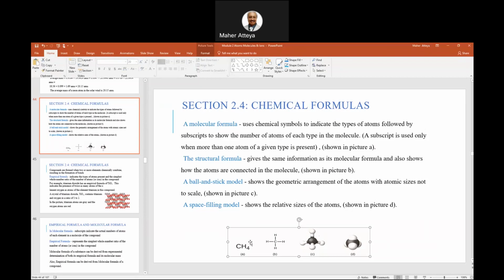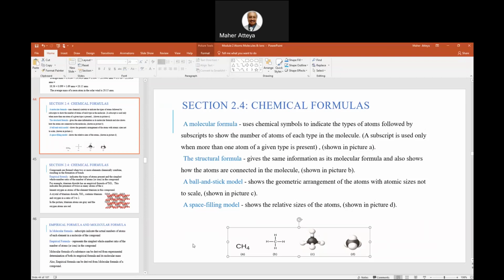This is C. The molecular formula gives us the ratio, the real ratio. So if I have a compound CH4 called methane, I have a ratio of 1 element carbon to 4 hydrogens.